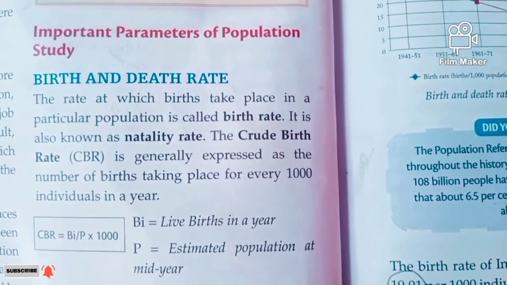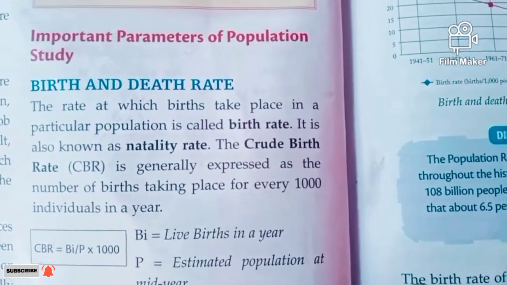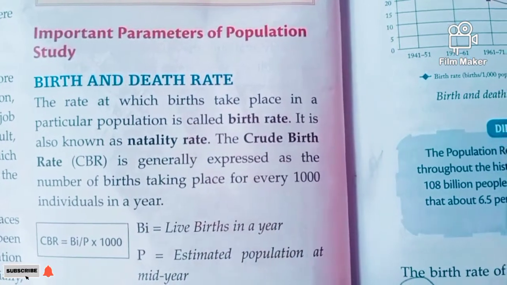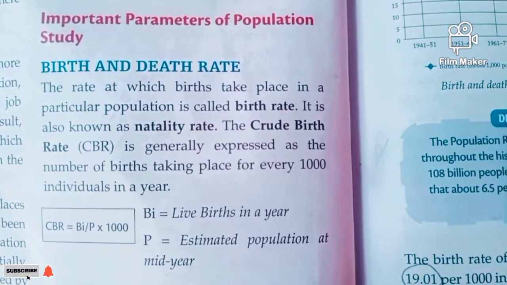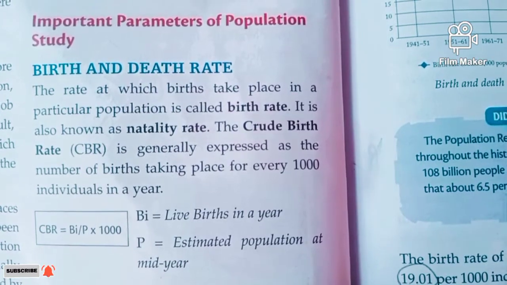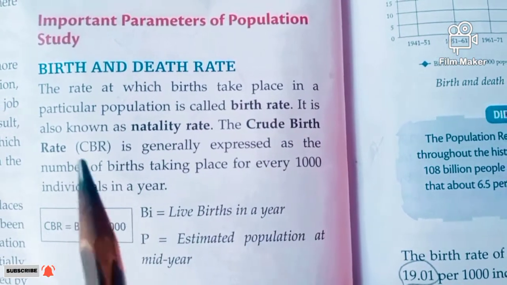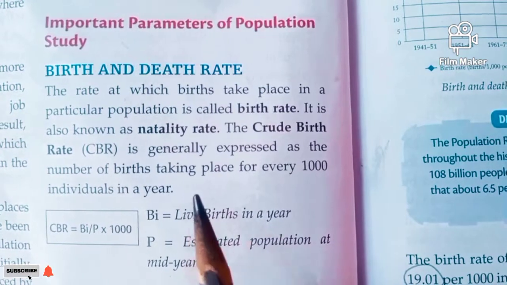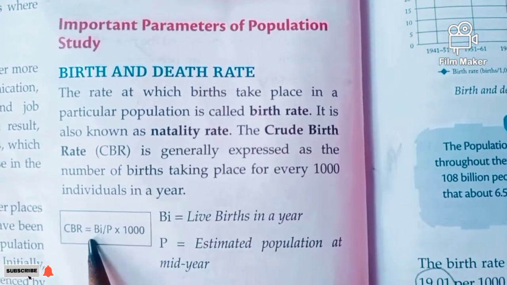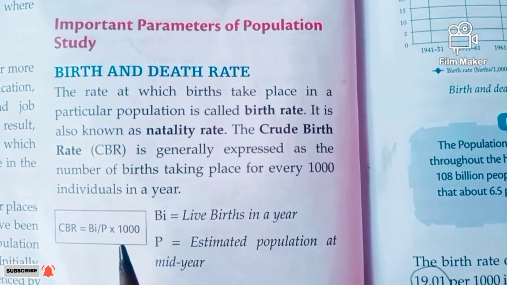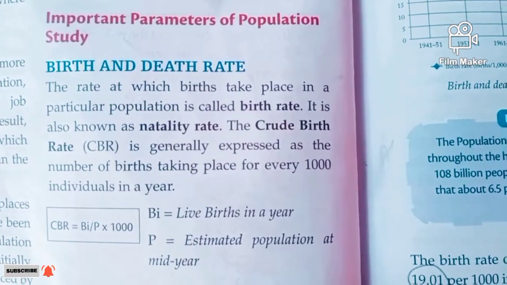Birth rate is considered as the births that take place in a particular population, and generally it is also called the natality rate. There is a formula that we should apply in order to find out the birth rate of any country. The crude birth rate, generally called CBR, is expressed as the births taking place for every 1000 individuals in a year. So CBR is equal to births in a year divided by the population, multiplied by 1000, and this is how every country's birth rate is estimated.